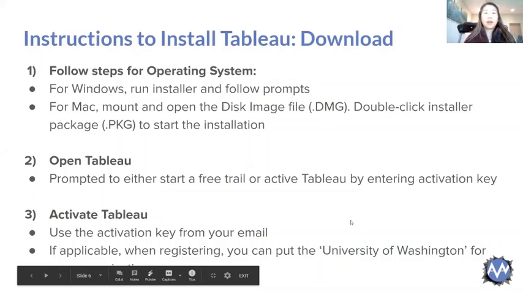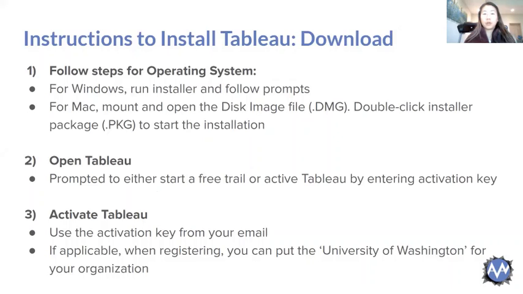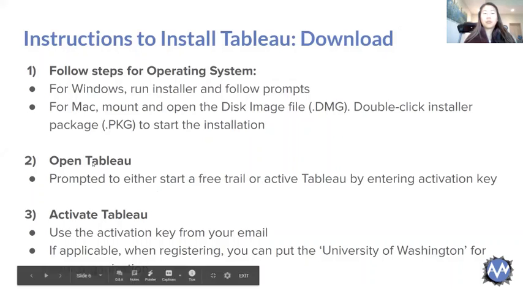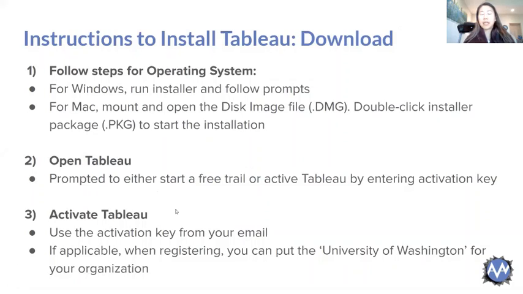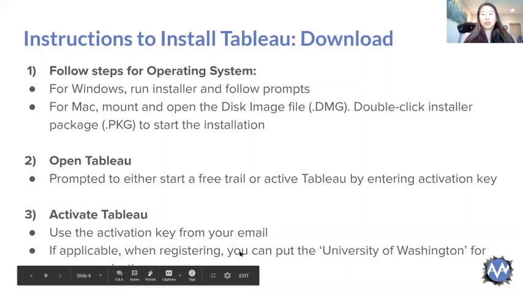And then to download it, you will need to run the installer and follow the prompts. So you would open Tableau, prompted to either start a free trial or activate Tableau by entering an activation key. So you would activate Tableau by using the activation key from your email. And then like I mentioned, you want to put down University of Washington.